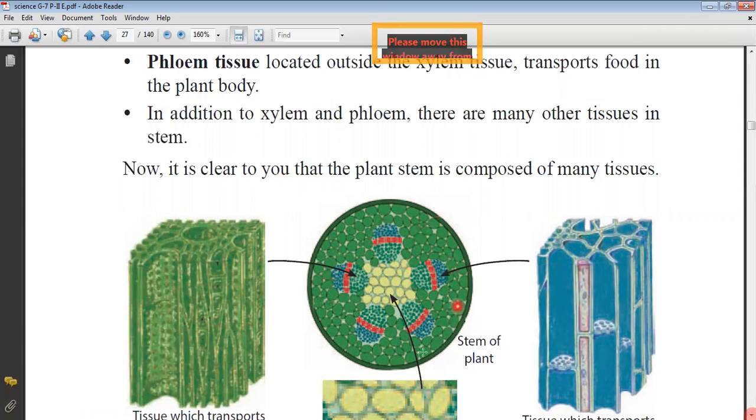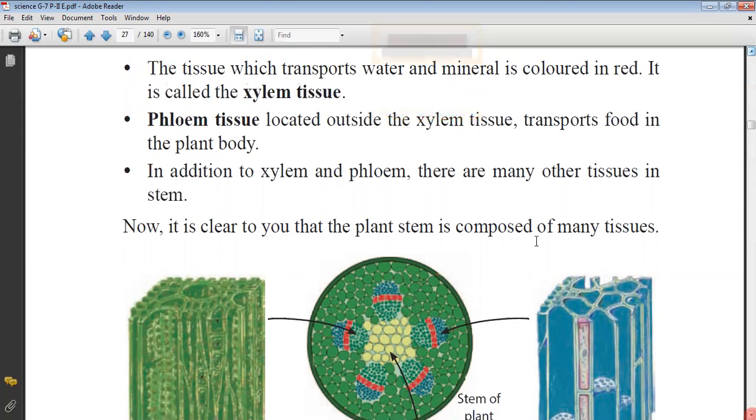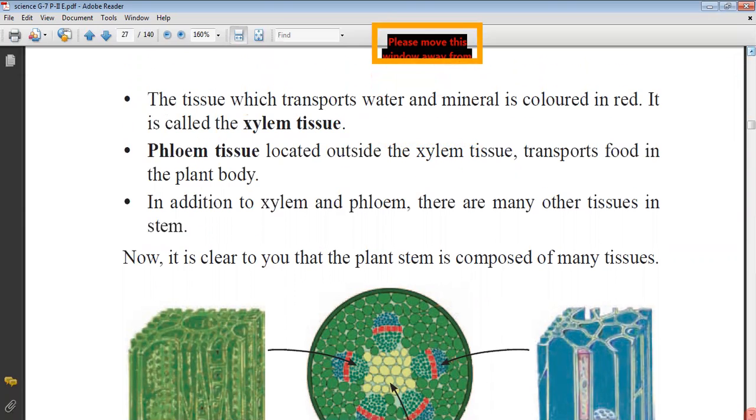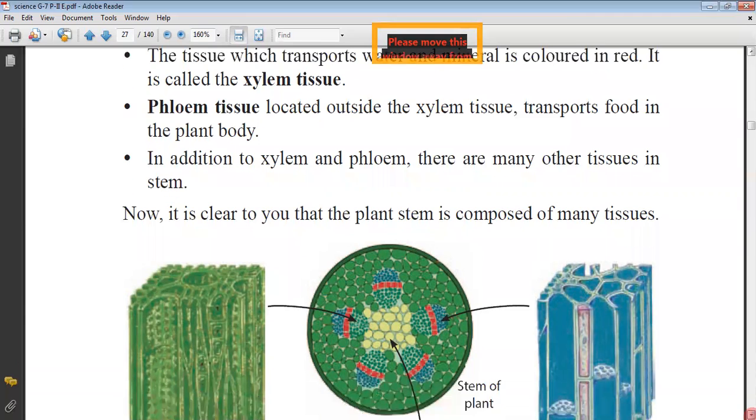Here we can see a diagram of the stem of a plant. Here we can also see a tissue colored in red. This tissue is known as the xylem tissue. Here I am showing it. This is a xylem tissue. The xylem tissue transports water and minerals. The phloem tissue, located outside of the xylem tissue, transports food in the plant body.